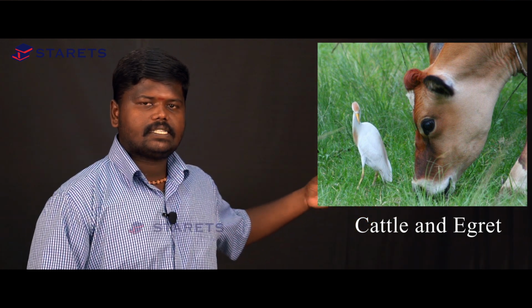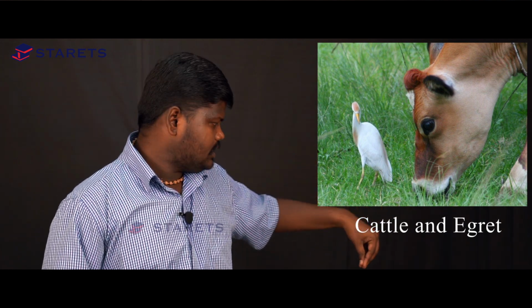The reason is, when you look at the picture, you can understand that when the cattle pulls the grass, the earthworms under the grass come out. So it is a benefit for the egret which follows. The thing is, there is no loss or gain for the cattle; rather it's a plus for the egret. So this plus and 0 is called commensalism.